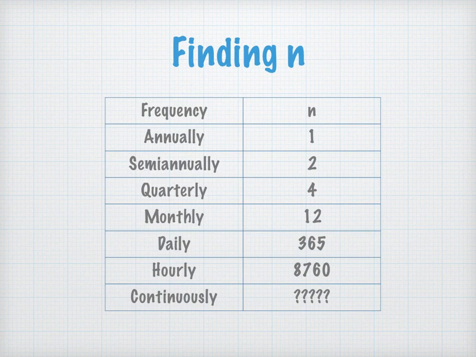When we're looking at finding N for our interest formula, this table might help you. So if we're saying we're compounding annually, N would be 1. Semi-annually, N would be 2. Quarterly, N would be 4. Monthly, N would be 12. Daily, N would be 365. Hourly, N would be 8,760. But what if I said we were compounding continuously?